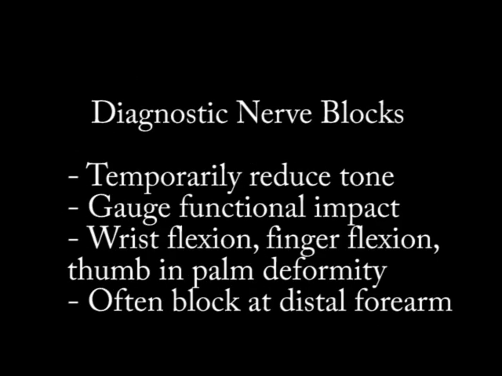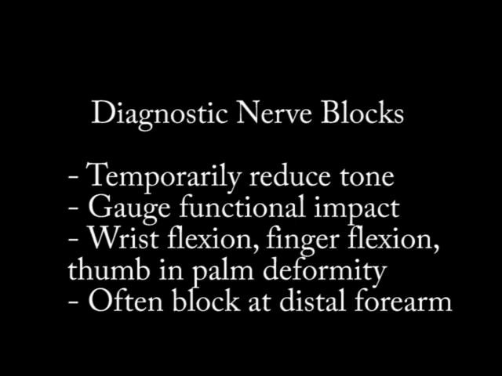When we do nerve blocks, the reason we do them is to temporarily reduce tone to spastic muscles, and that allows us to gauge the functional impact of reducing tone to determine whether or not it's warranted to pursue more permanent treatments such as neurectomy.